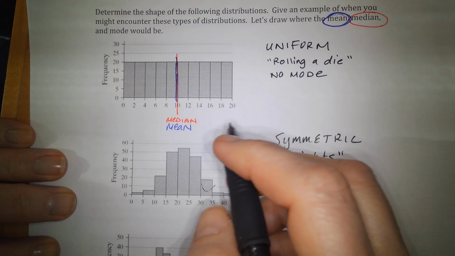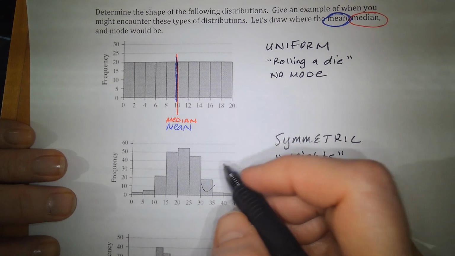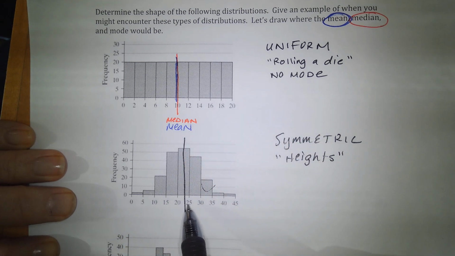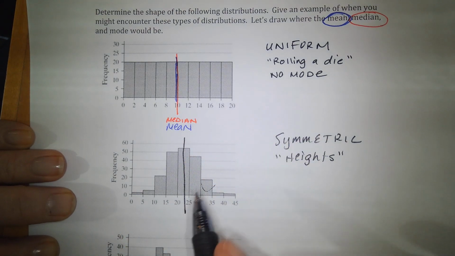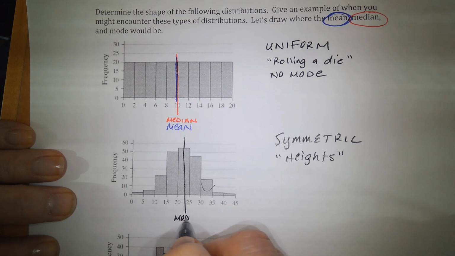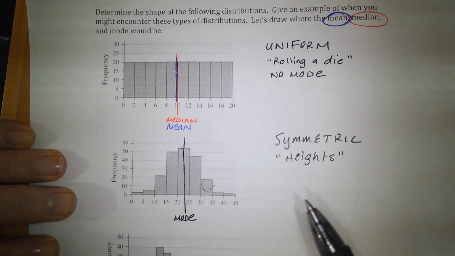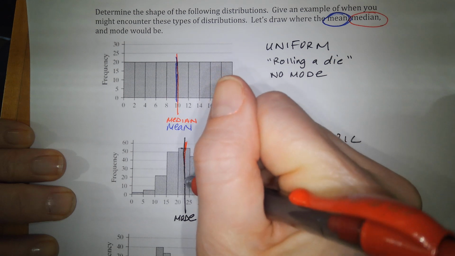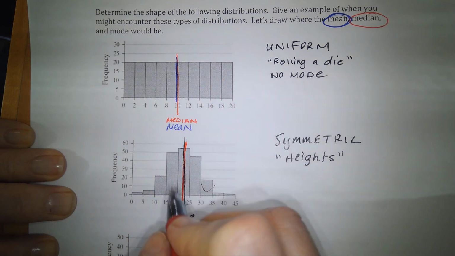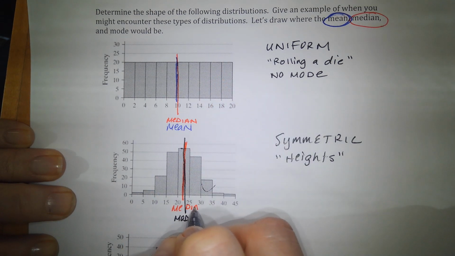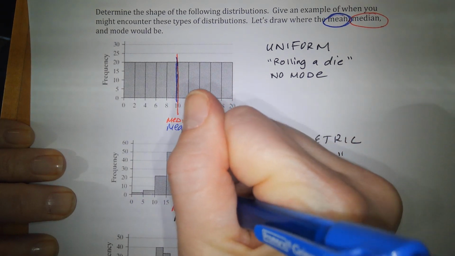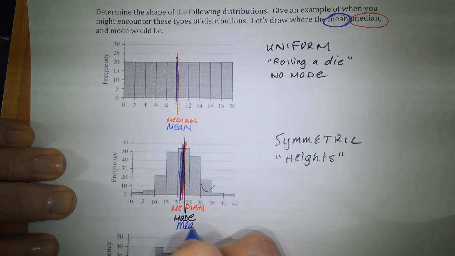where the mode would be the most common frequented item. In this case, the mode would be somewhere between 20 to 25 inches if this was heights. Okay, so the mode is right here in the middle because it's the tallest bar. The median, since it's symmetric, is also right here in the middle. So the median will also be in the middle, and also the mean is also in the middle.